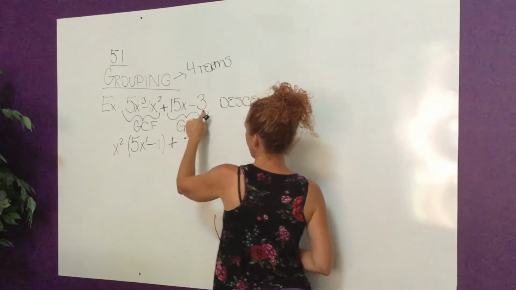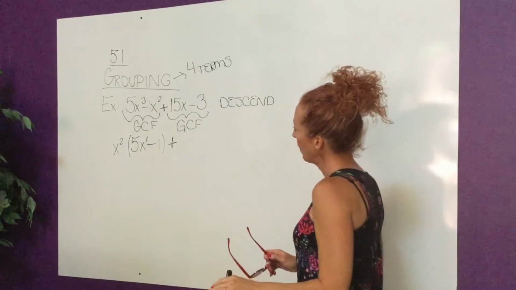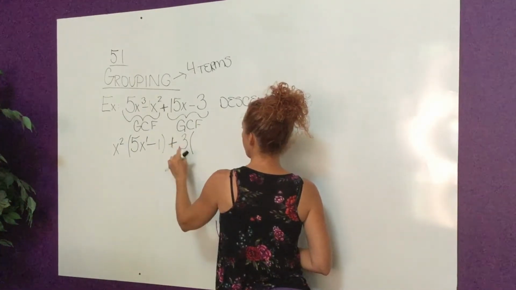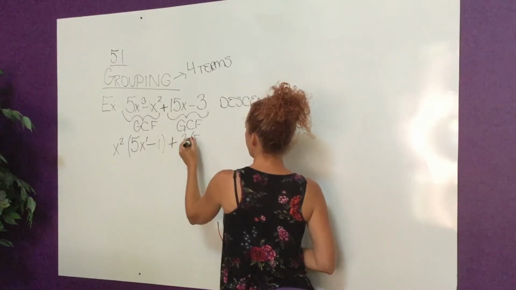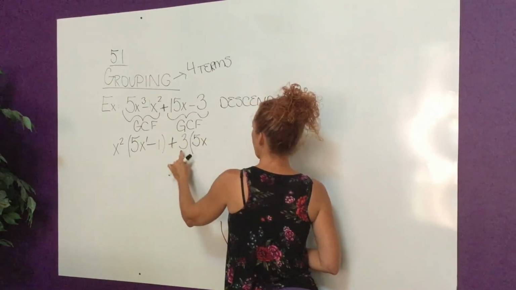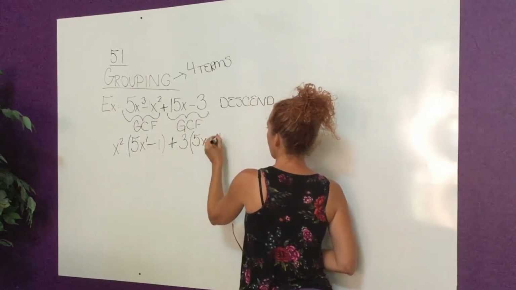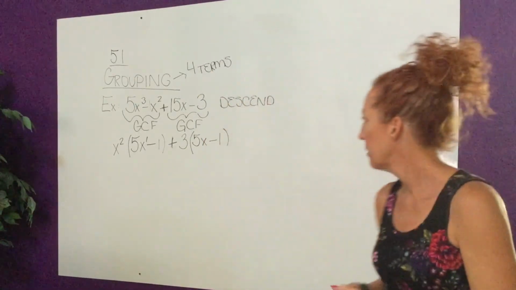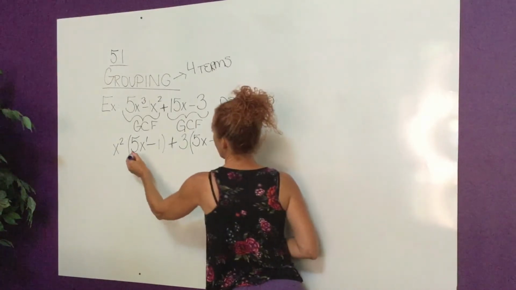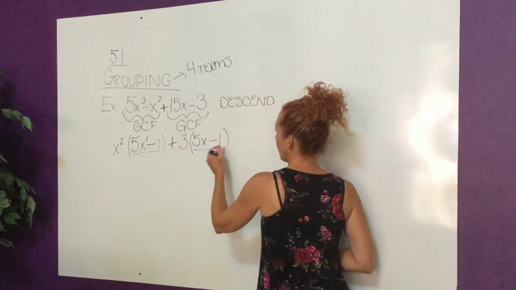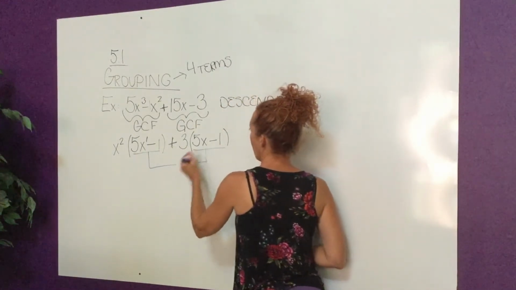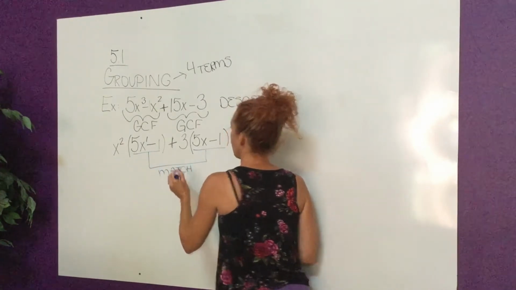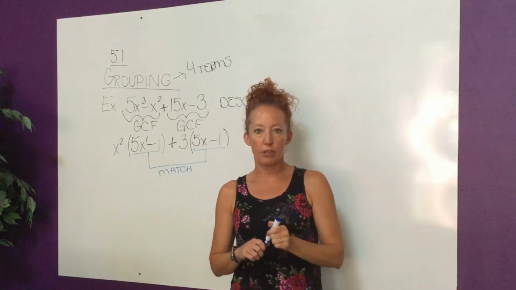What is the GCF between 15 and 3? It's a 3. In parentheses, 3 divides into 15 5 times. 3 goes into -3, -1 times. Check out what just happened. 5x minus 1, 5x minus 1. 100% of the time, you want those to match.